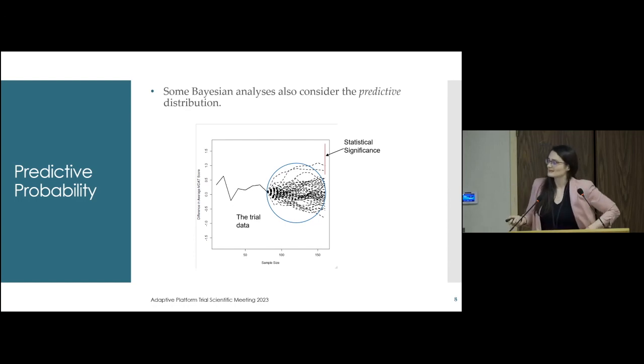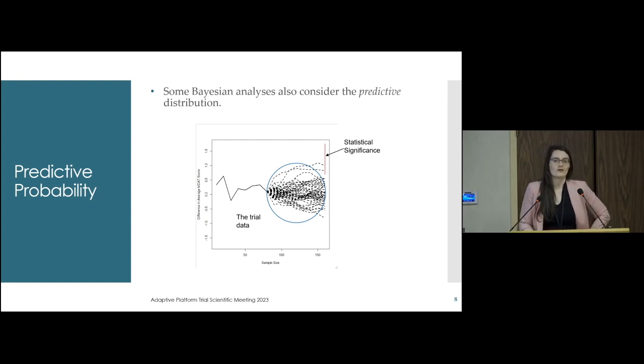So we have a representation of that here. We start with the trial data. This is the treatment effect based on the trial data that we've collected. Then from this 75 patient point, or 100 maybe, we're going to predict forward what we think the data might look like in the future. So this is, just for ease of demonstration, 50 potential trajectories of the treatment effect based on our current information about the parameter. And here we have a zone of statistical significance. So with a predictive distribution, you can ask what's the probability that we're going to have statistical significance if we carry on this trial into the future?